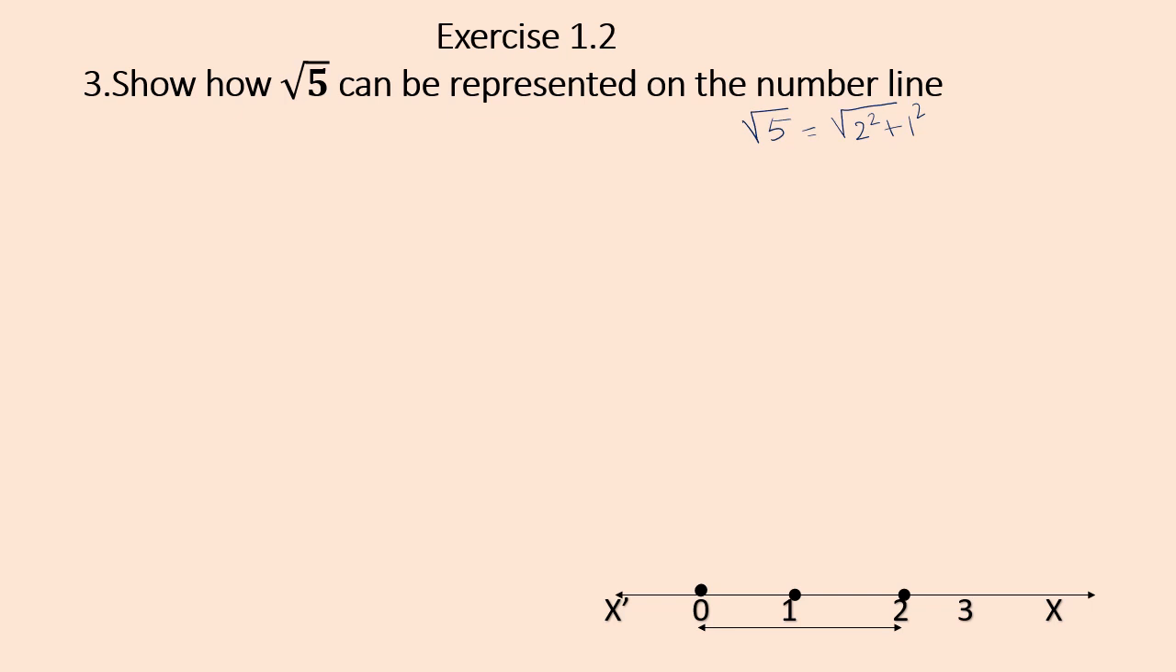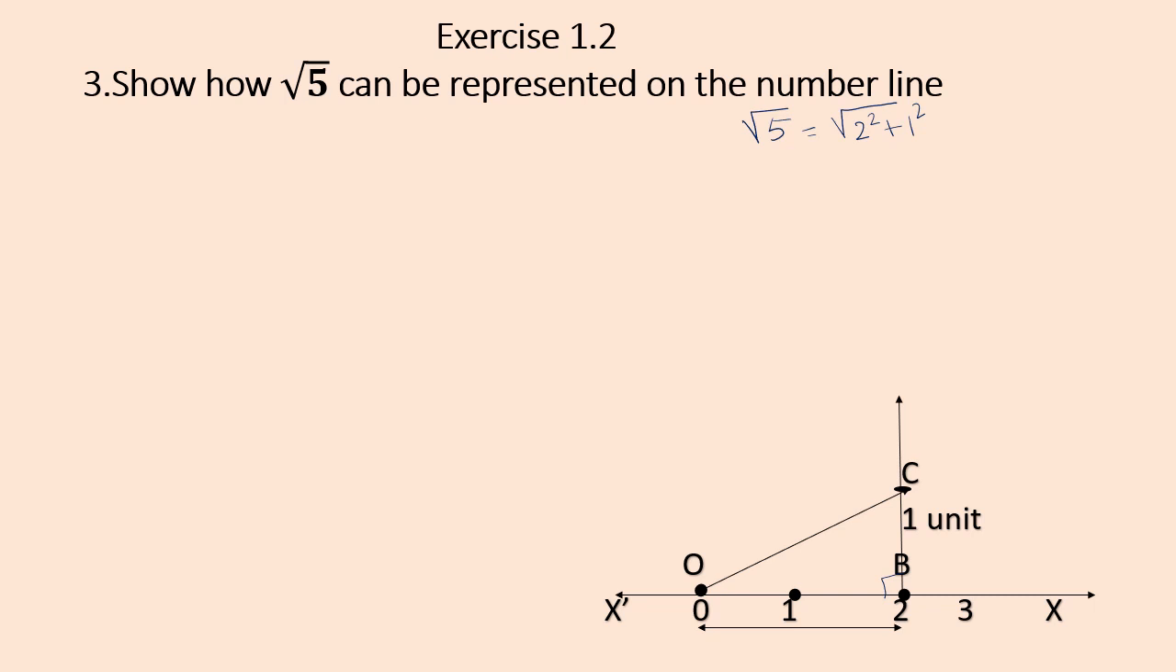Now, on the base, you have to mark 2 units. For that, from 0, the first point you have to mark it as O, and at 2, you have to mark the point as B. Now, at B, you have to draw a perpendicular. That means this is 90 degree. Now, on the perpendicular, you have to mark a point C such that BC equal to 1 unit. Now, next step is you have to join OC.